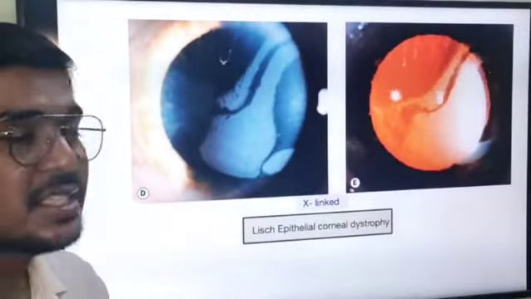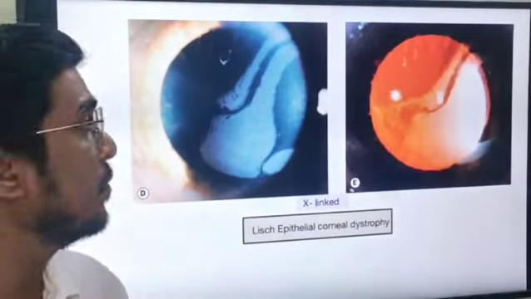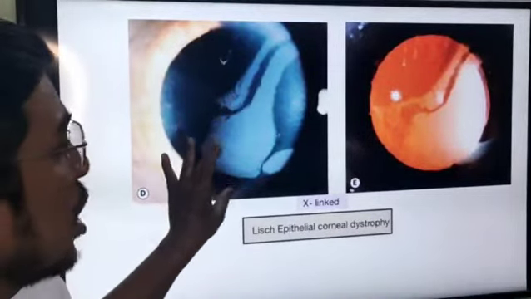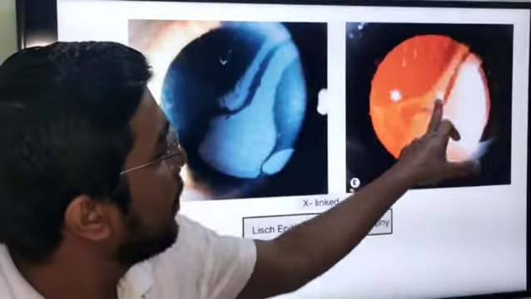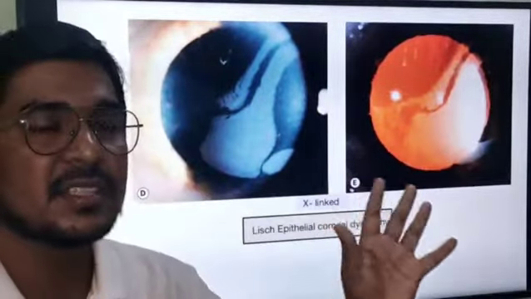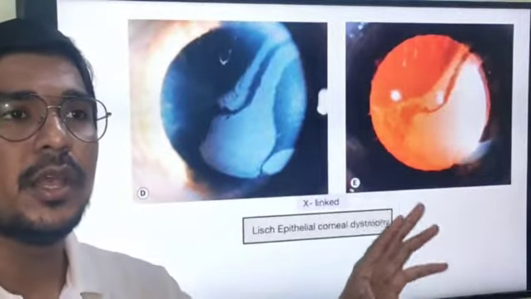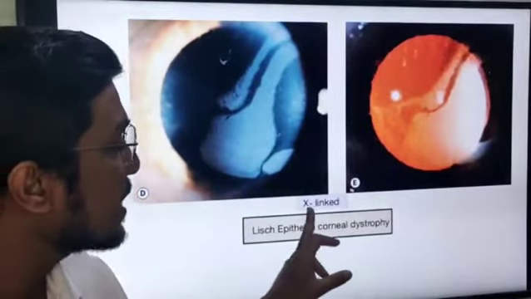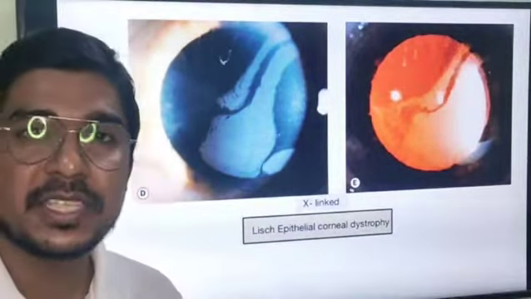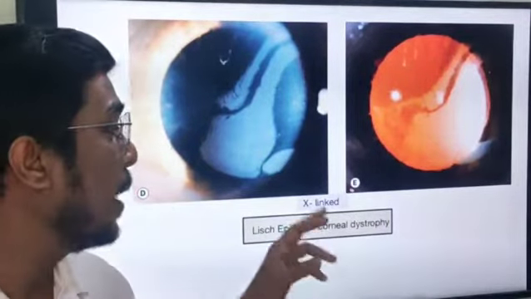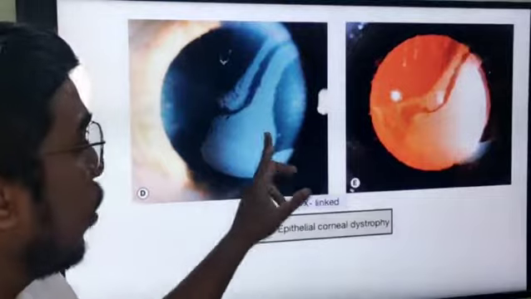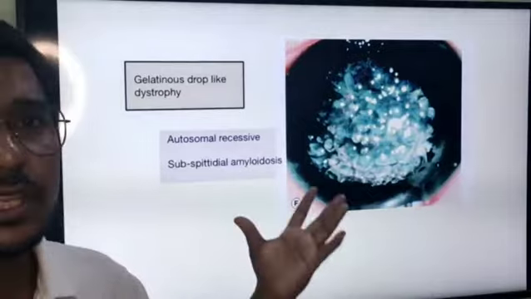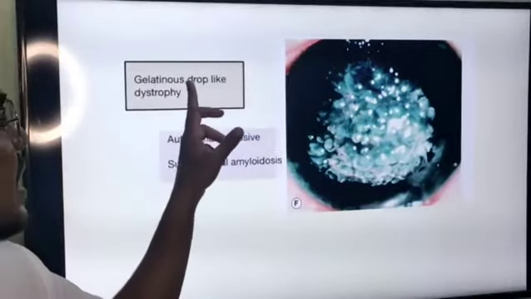Moving to the third, just for the sake of completion, Lisch epithelial corneal dystrophy, where you will have a broad fibrillary band-like appearance. Remember, broad, band-like, or feathery. These are the two terms that will come up here. Only this much you have to know. It is X-linked, unlike most of the others, which are autosomal recessive or autosomal dominant. Very few are X-linked, so this is very important. They can ask you: it is X-linked.